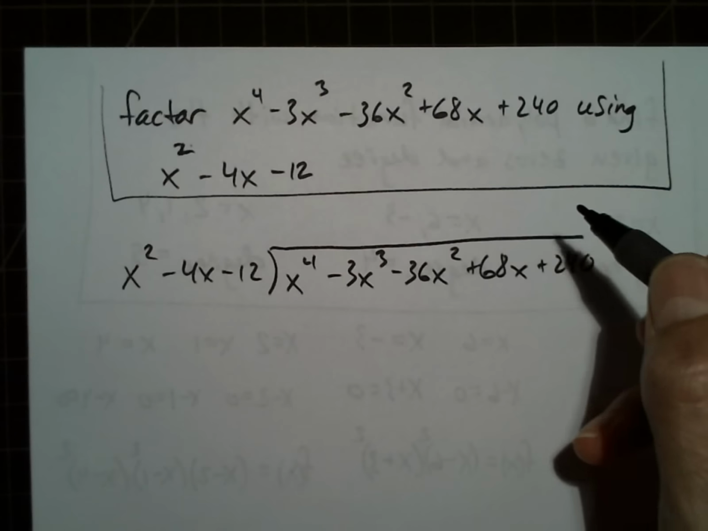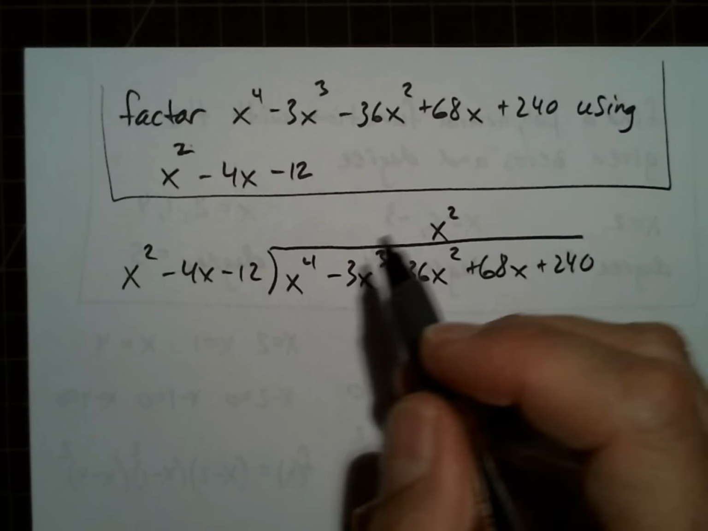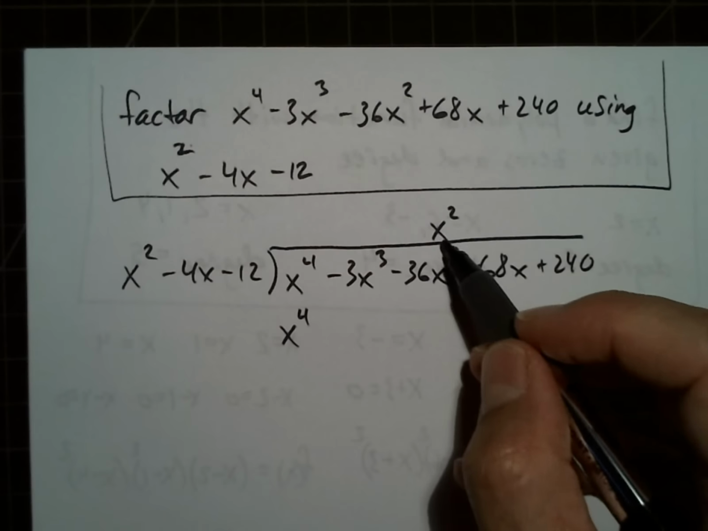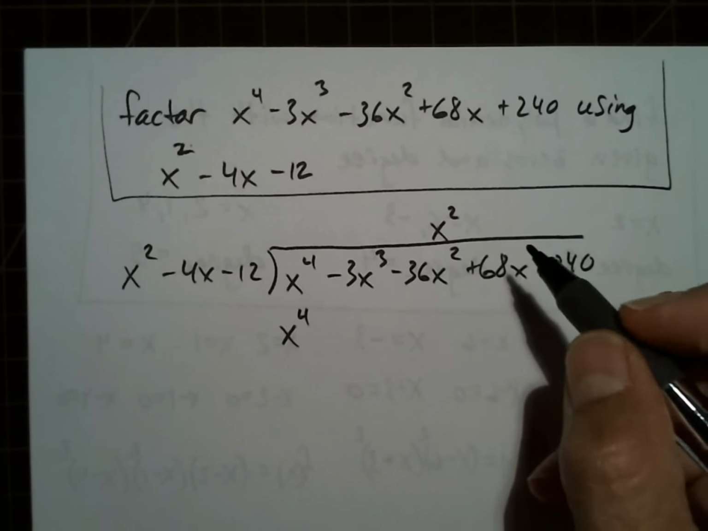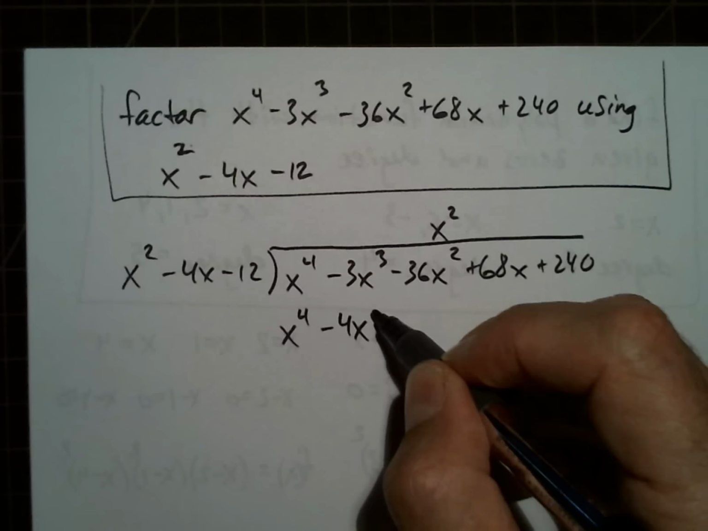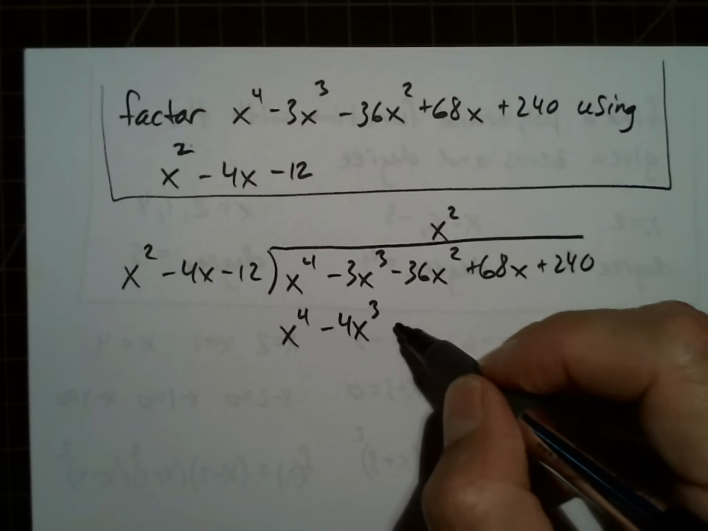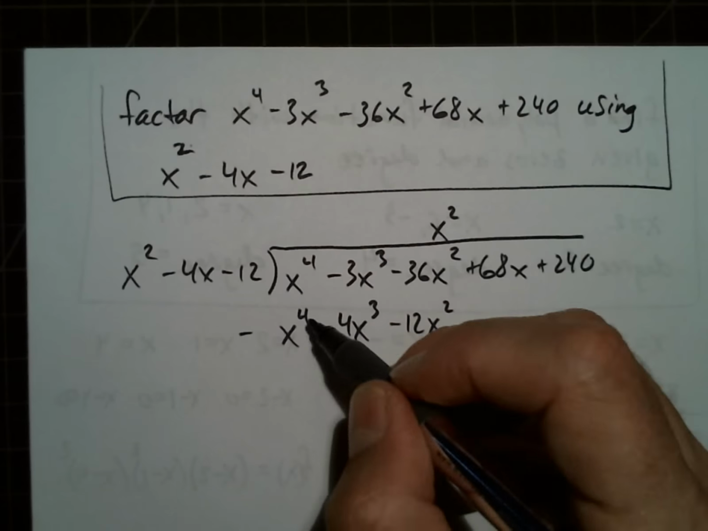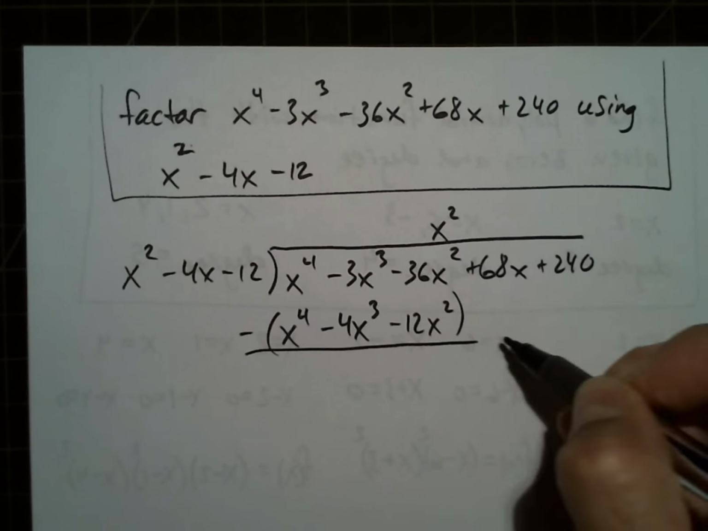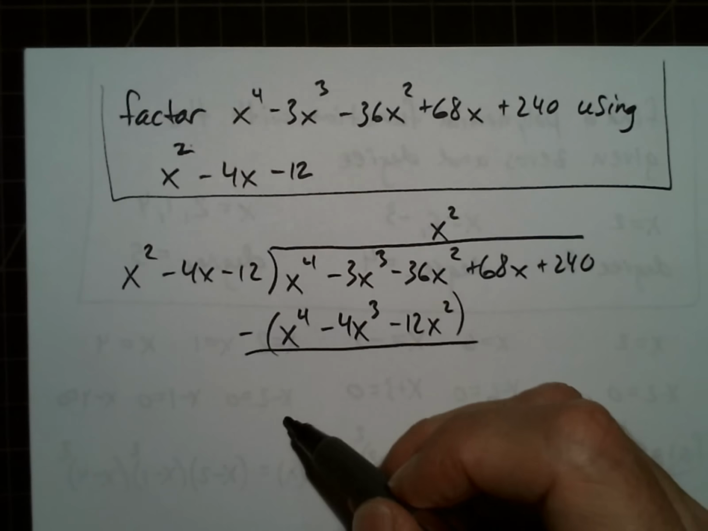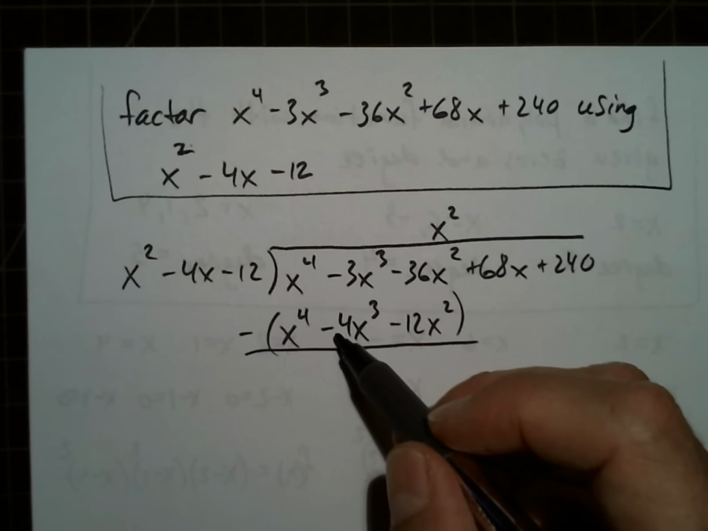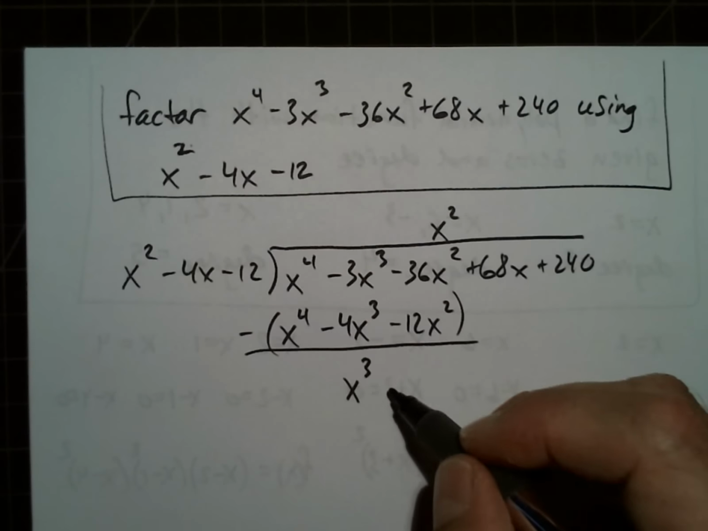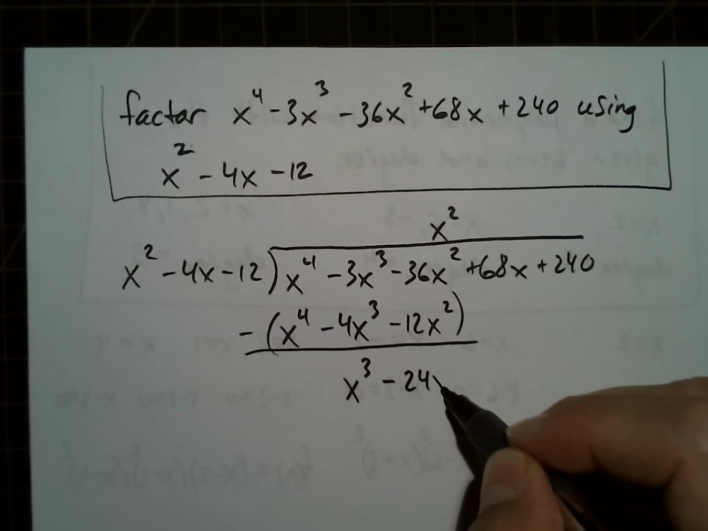So we're going to do x squared times x squared gives you x to the fourth. x squared times that is negative 4x cubed. x squared times that, negative 12x squared. So that'll give you 0. We go plus, this will be a positive 4, so we get x cubed plus 12. That'll be negative 24x squared.